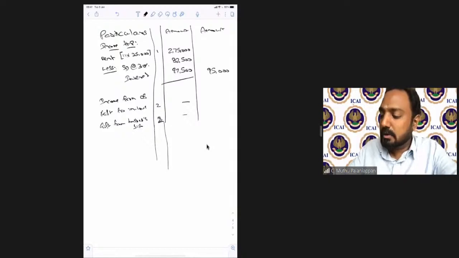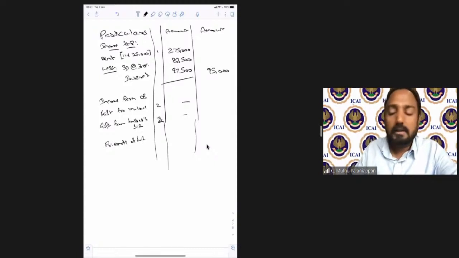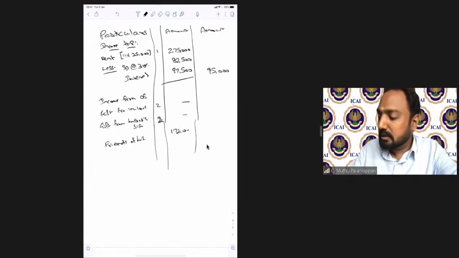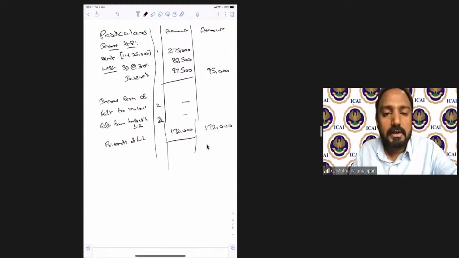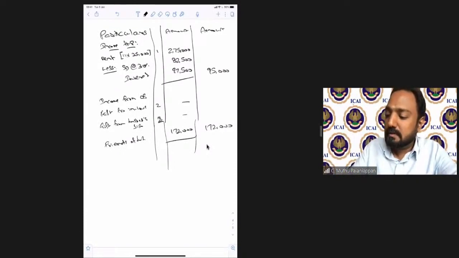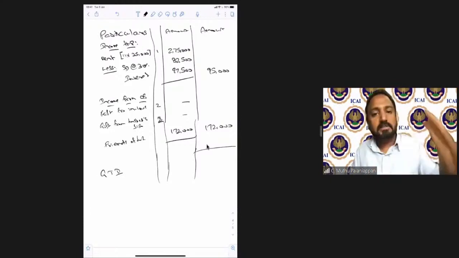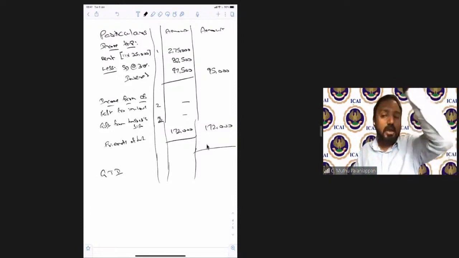The third one which we are talking about is friends. Friends of husband. So they are not a relative. So on this, typically we'll have to see how much they have received as gift. They received 1,72,000. So this 1,72,000 is totally taxable, right? So this 1,72,000 is income from other sources. So we have income from other sources. We have income from house property. Both of these put together, you have gross total income. So next, is there clubbing? No. Is there any set off or carry forward? No. So you directly move on to the gross total income.